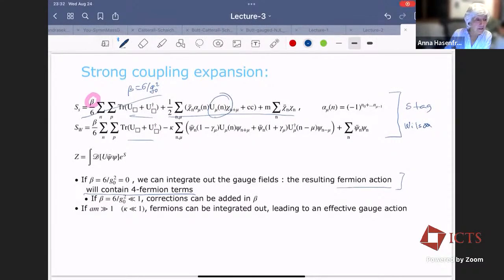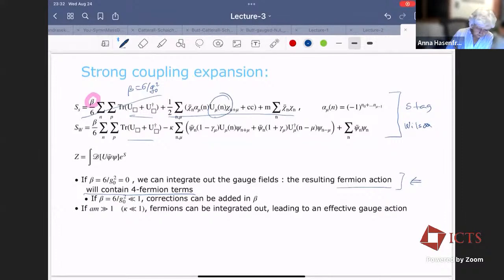If anyone listened to Simon Catterall's lecture from last year, or whatever he is doing this year, he's always looking for 4-fermion interactions to lead to symmetric mass generation. And I think this is how it might emerge in a lattice calculation.